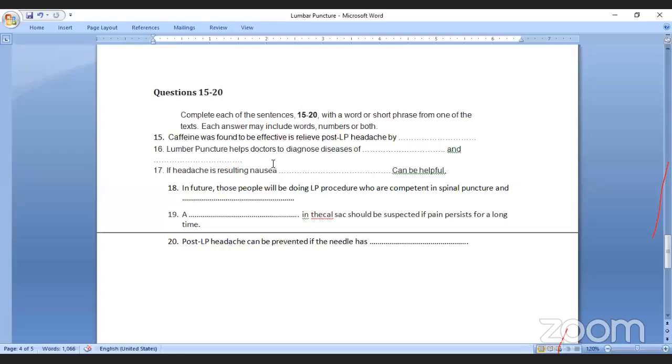Next question is: lumbar puncture helps doctors to diagnose disease of dash and dash. In which text can you find the answer? Just quickly, please. In which text? A? Okay, so most of you.